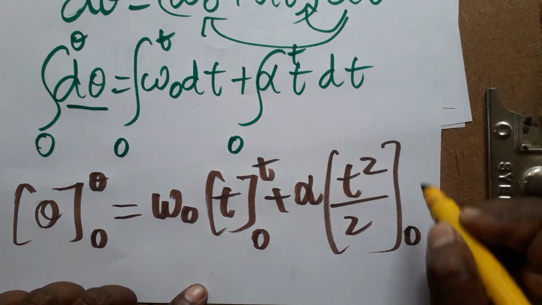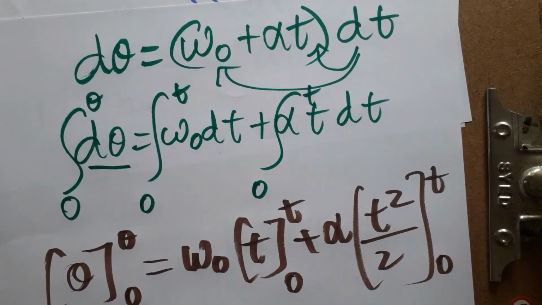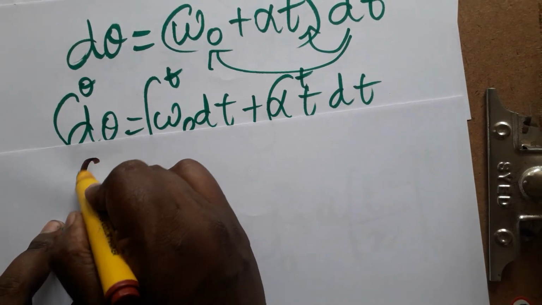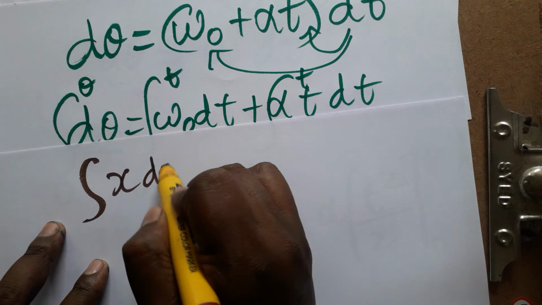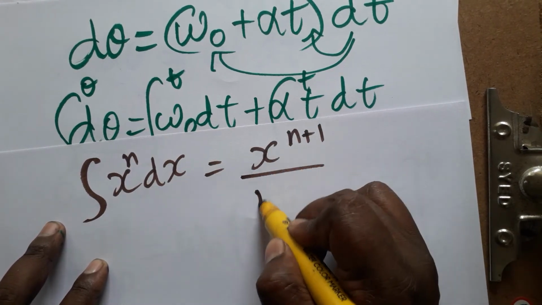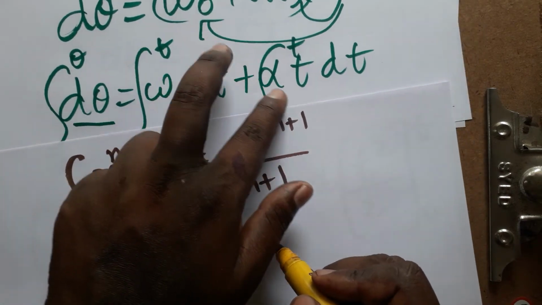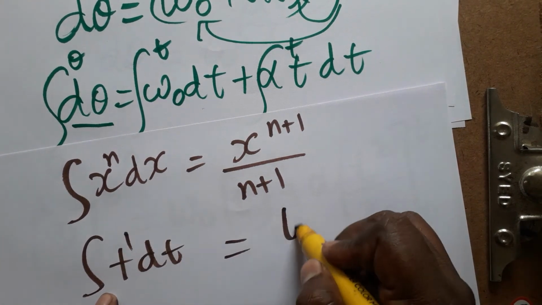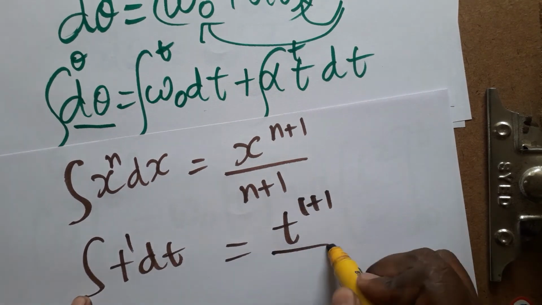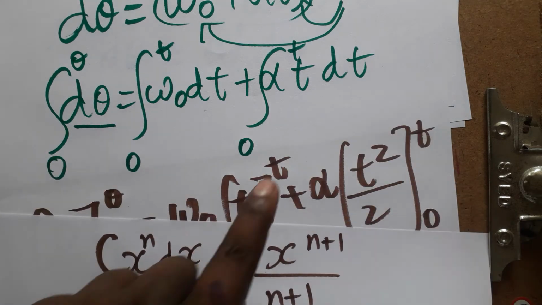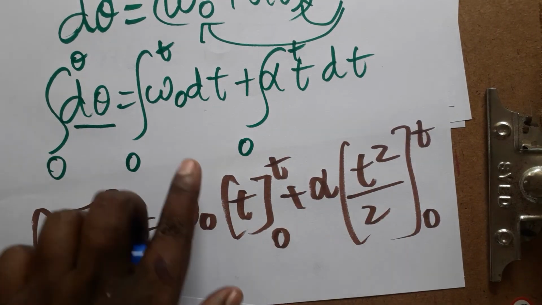So that I will explain now. Why is the integration of t dt going to be t square divided by 2? When we are doing the integration of x to the power n dx, the integration formula is x to the n plus 1 divided by n plus 1. So we have integration of t dt, and the power is 1. That means t to the 1 plus 1 divided by 1 plus 1, that means t square divided by 2. That is the reason integration of t dt is t square divided by 2.